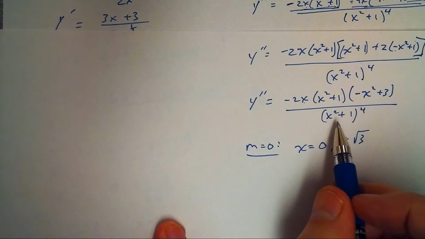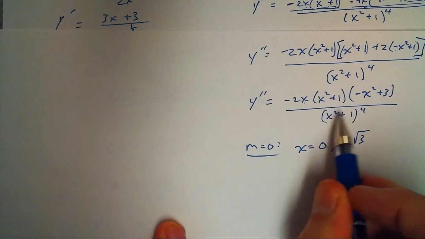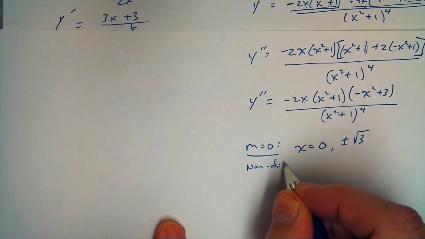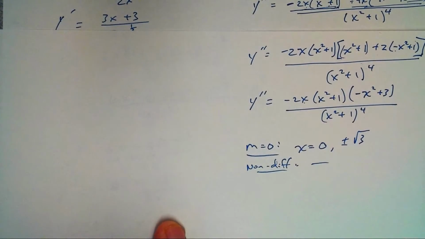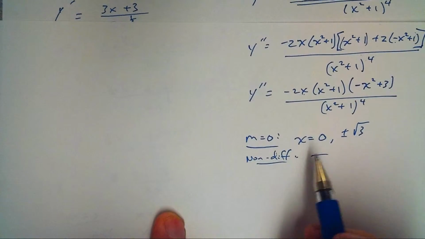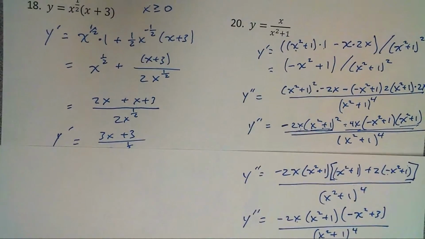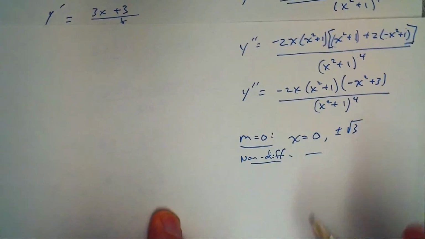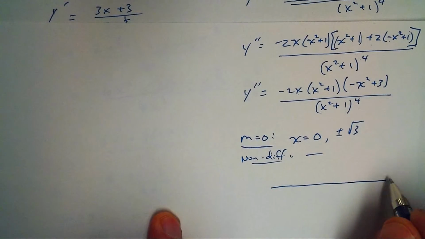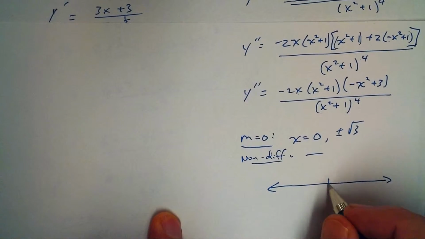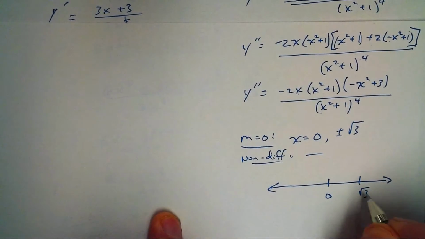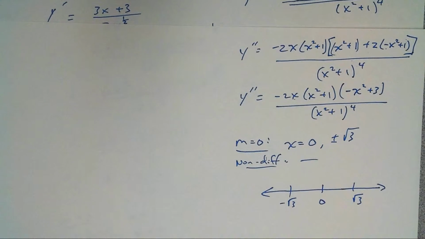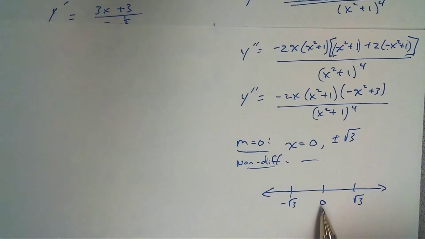How about non-differentiables? Nope, I can't get a 0 down here in the denominator, so we have no non-diffs. None. Therefore, next thing I might want to do, check endpoints, but I can put any values I want because I can't get 0 in the denominator. So this is a continuous curve. I'm interested in what happens around 0, around root 3, and around negative root 3. Seems like a mess, but let's see what happens here.